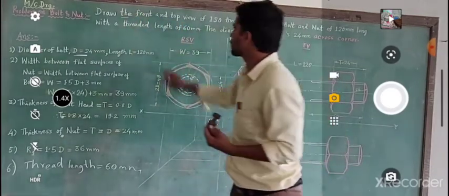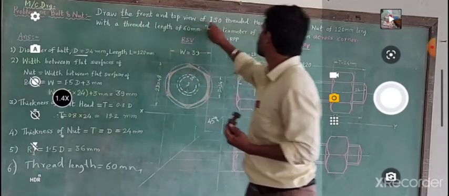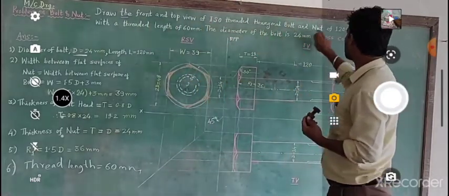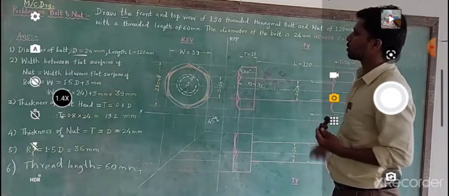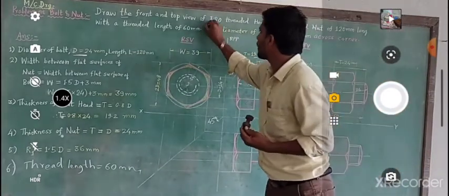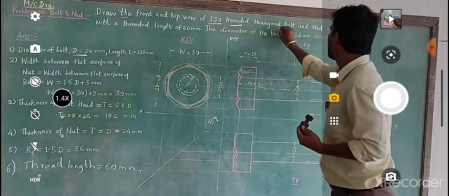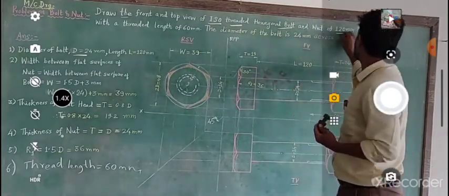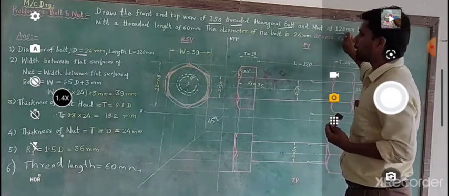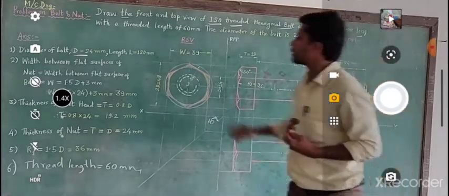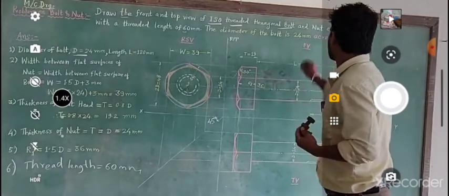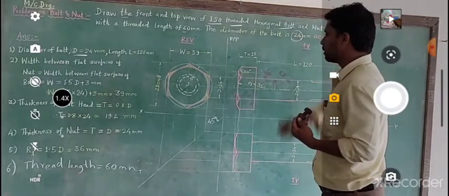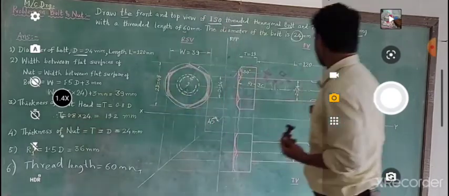How do you understand it? Draw the front and top view of the ISO threaded hexagonal headed bolt and nut of 120 mm long. So what data is given here? The ISO threaded hexagonal bolt has a length of 120 mm, and the thread length is 60 mm. Diameter is 24 mm. This is very important, because based on this we are doing all the calculations.